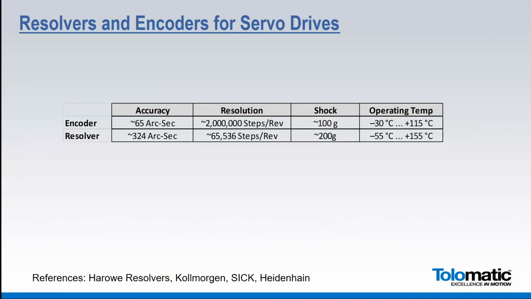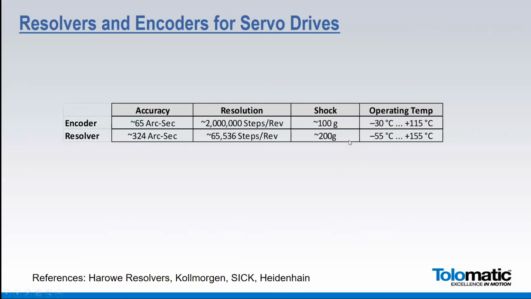Whereas with encoders, the disks on them are sometimes printed using semiconductor printing techniques, so you get super high resolution and accuracy. Then the resolution, the number of steps per rev you can get out of these, also makes a big difference. Both of them are very high, but out of some encoders you can get up to 2 million steps per rev, whereas with resolvers you might get 65,000 steps per rev.